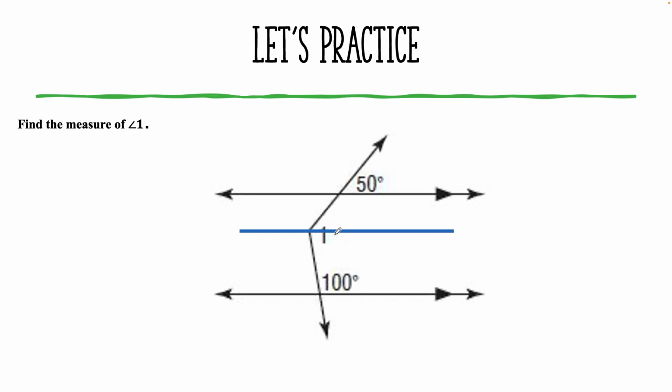So what do we know about angle 1? Well, angle 1 is made up of these two angles here. And this top one here corresponds to this angle here. So actually I know that this guy here is 50 degrees. And this one is a same side interior angle with this one. So these have to add up to 180 degrees. So that's 80. So if we know that the top angle is 50 and the bottom angle is 80, we add those together and we get the measure of angle 1 is 130 degrees.